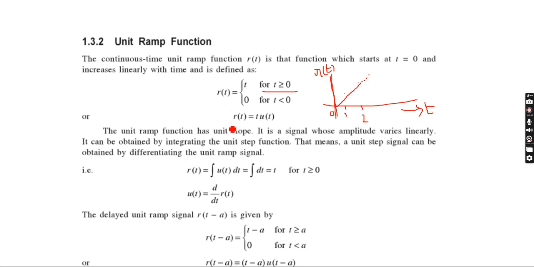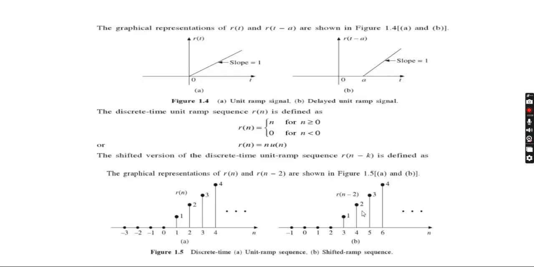Here we have the relation between the unit step signal and unit ramp signal. R of t is equal to t into u of t. From this you can derive the unit ramp signal, then you can get the unit step signal. Similarly, if you integrate the unit step signal, then you can get the ramp signal, as shown in these equations. And this is the graphical representation.